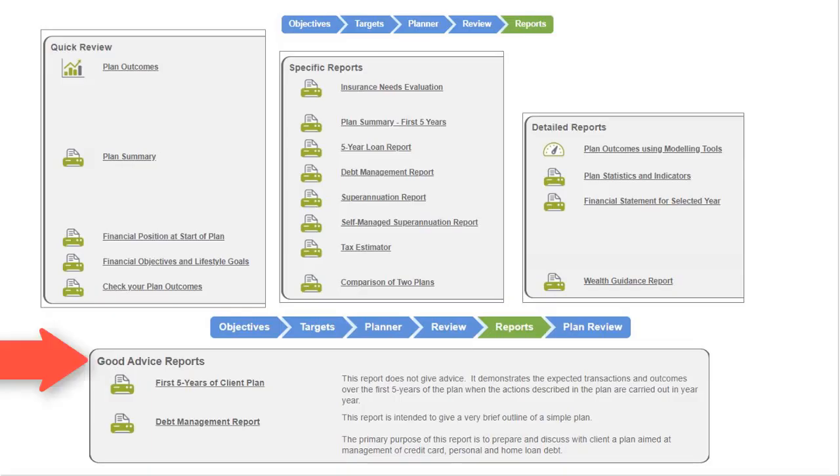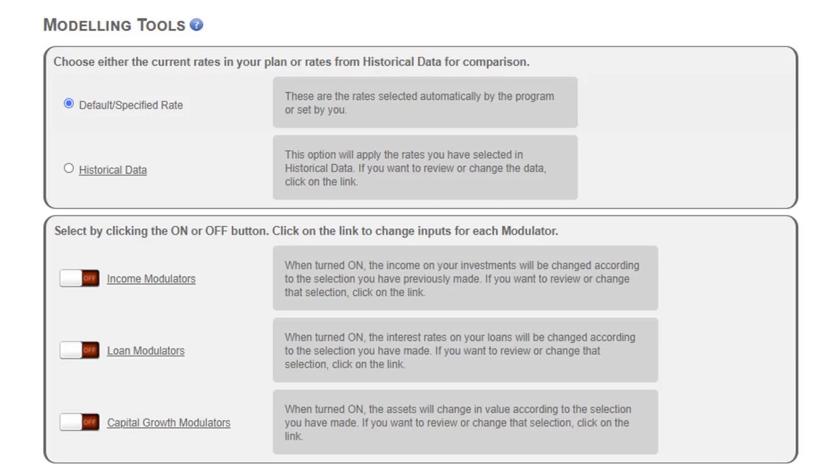If you are using Financial Mappers Pro or Financial Mappers Lite, you will have a fourth panel of reports created by the company providing access to the software. You also have an extra chevron called Plan Review, where these reports can be uploaded and reviewed one section at a time. Modelling tools can be used to consider different what-if scenarios.